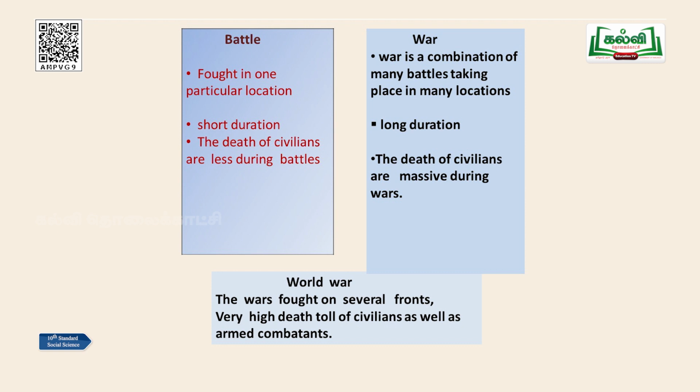Then, what is a World War? A war fought on several fronts is known as a World War. For example, World War I was fought in different countries of Europe. The second feature of a World War is a very high death toll of civilians as well as armed combatants. Who are combatants? Combatants are the people who are directly involved in the war. The fighters are known as combatants.